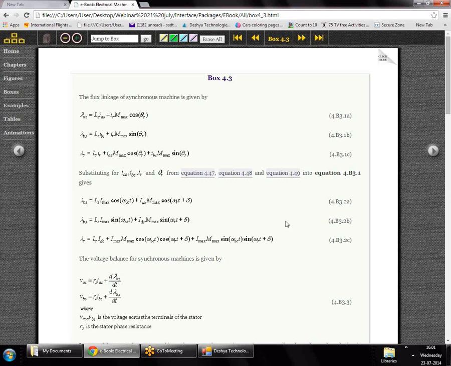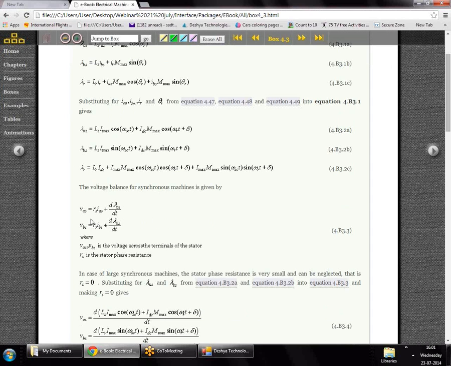Now we come to the most important point which I told you, which was about the equivalent circuit. In case of a synchronous machine which is excited by a DC source on the rotor, there are three flux linkages: flux linked by phase A of the stator, phase B of the stator, and the coil on the rotor. So it's a two-phase synchronous machine that we are considering.